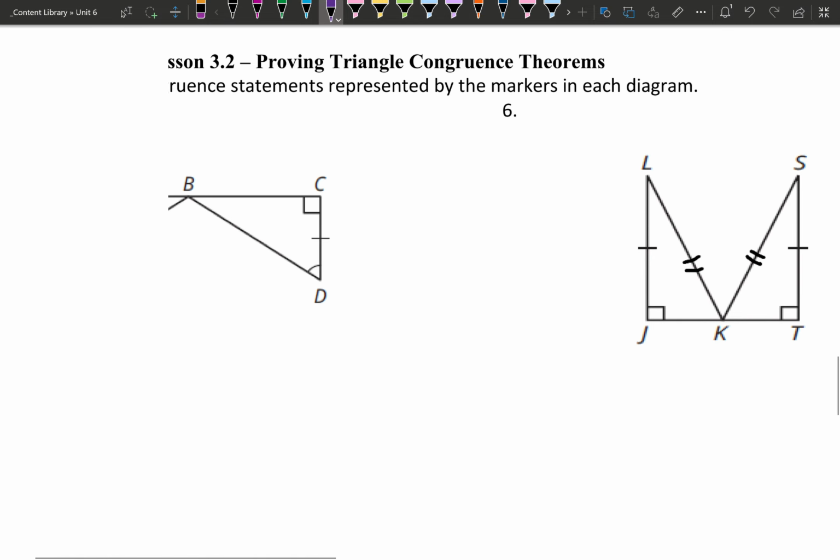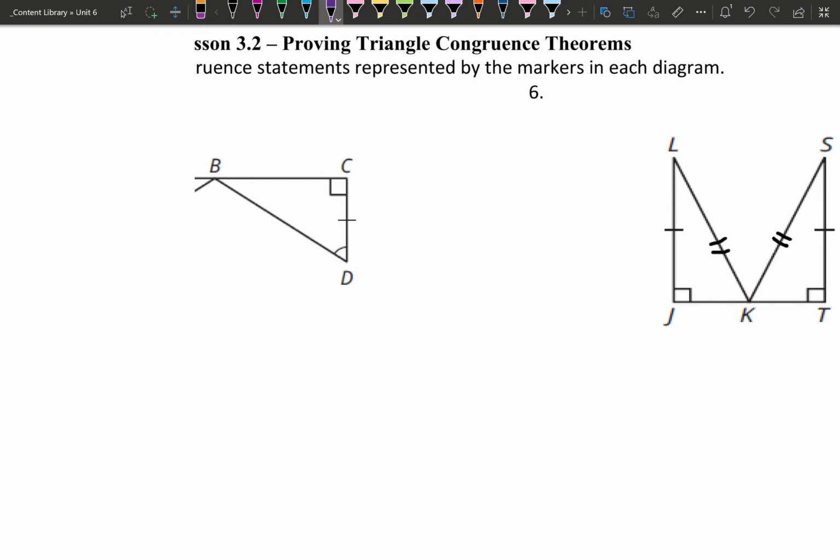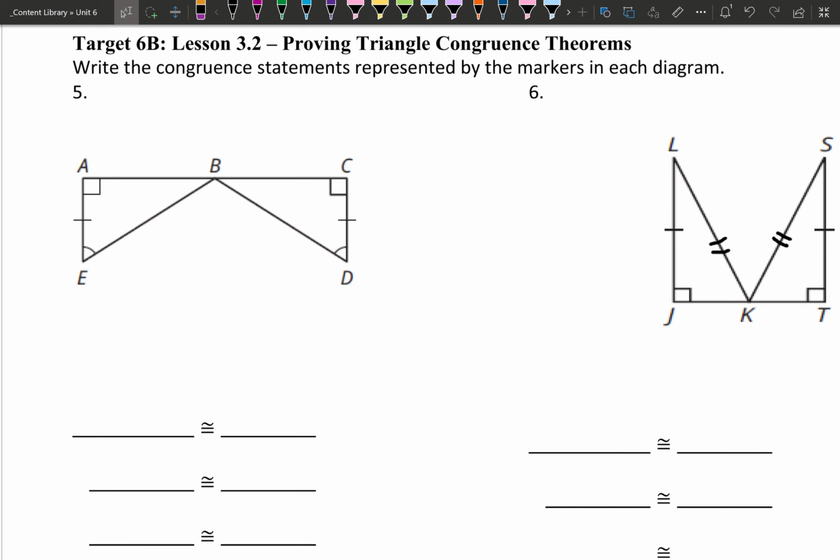Alright, onwards we go. Once it loads, there we go. Next, let's write the congruent statements that are represented by the markers in each diagram. So what we're going to do is match each angle and side from each triangle and write down the congruency statements. Alright, let's do this.